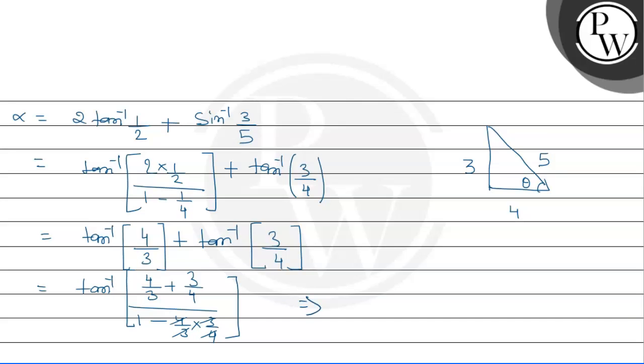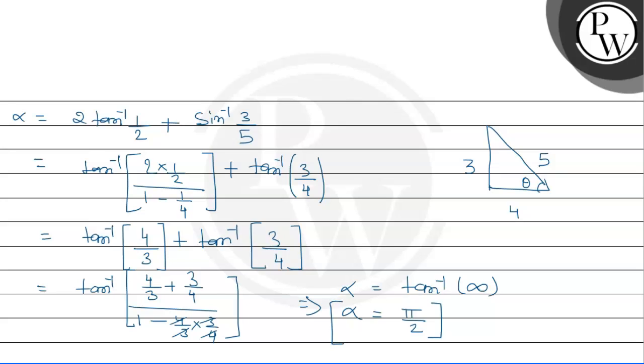So from here alpha is equal to tan inverse, in the denominator this value will be 1 minus 1, which will be 0. So something upon 0 will be infinite. So here this value will be infinite. So tan inverse infinite will be pi by 2. Now we have the value of alpha will be pi by 2.